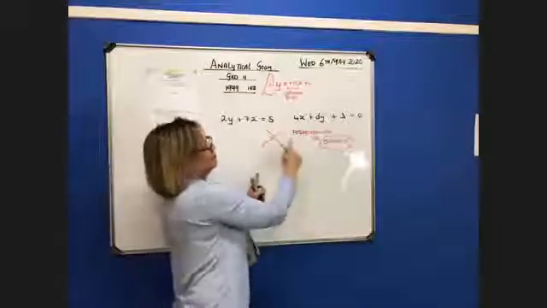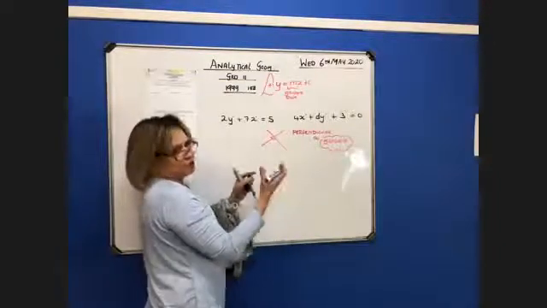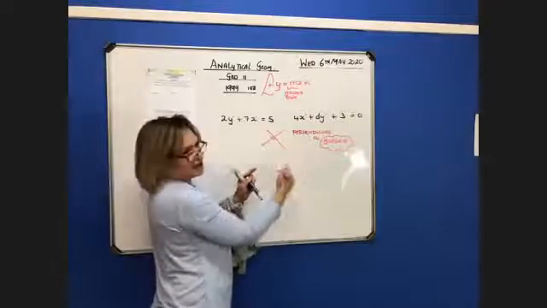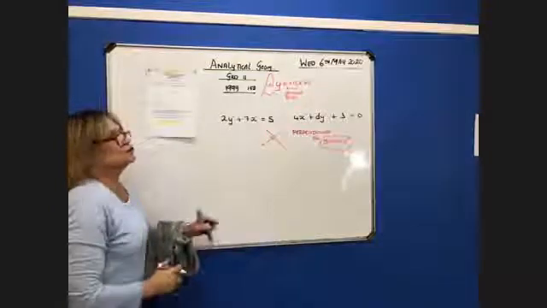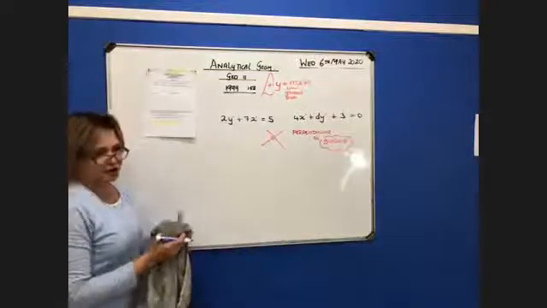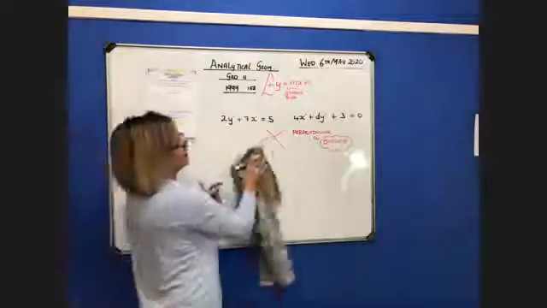So if you remember with perpendicular lines, you take the gradient of your one line, you change its sign to the opposite and you flip it. The real wording there would be called the negative reciprocal. Reciprocal just means upside down.